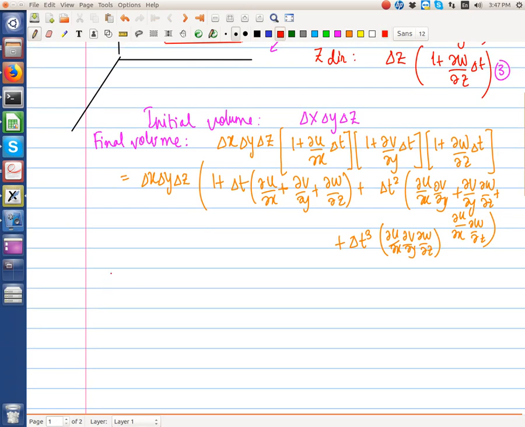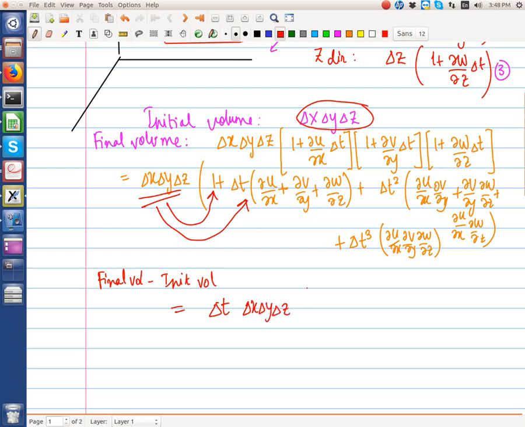And so clearly the final volume minus initial volume is equal to, so in this final volume minus initial volume, the delta x, delta y, delta z and this delta x, delta y, delta z multiplied by 1 will get cancelled, and we have delta t. So the second term is this: delta t multiplied by delta x, delta y, delta z multiplied by (∂u/∂x + ∂v/∂y + ∂w/∂z).